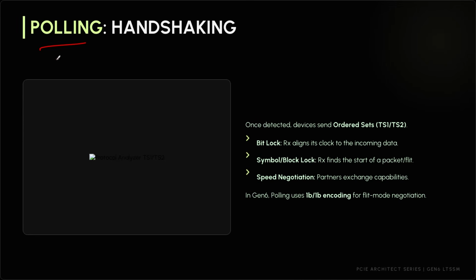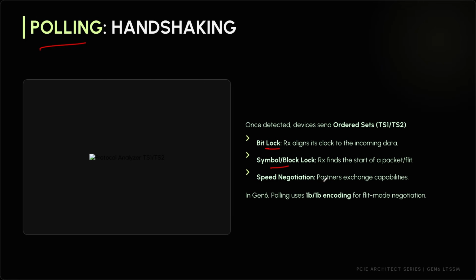Then we have the Polling state. Polling is the handshake phase. Here both devices exchange ordered sets known as TS1 and TS2. These are training packets used to synchronize the communication. Three important things happen here: bit lock, symbol lock, and capability exchange. Bit lock means the receiver synchronizes its clock with the incoming data, whereas symbol lock means the receiver identifies valid data boundaries. Finally, devices exchange supported capabilities.